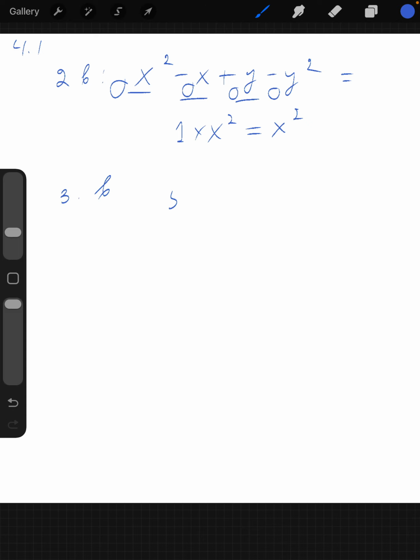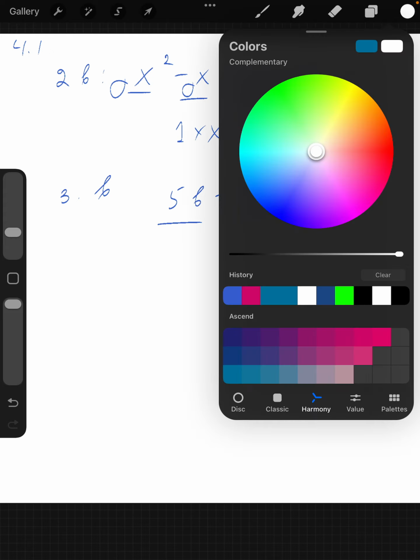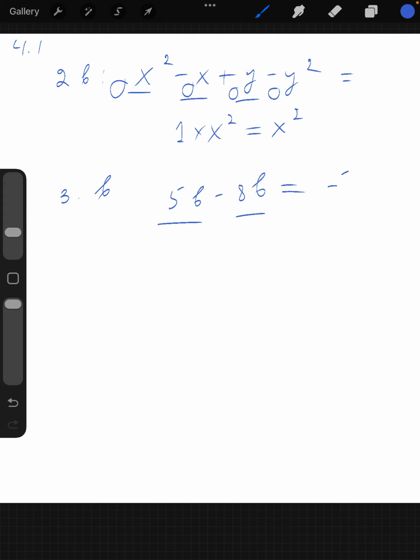Let's go to 3b. 5b minus 8b. So we get like terms, so we can just perform our normal operations. So 5b minus 8b will simply equal negative, goodness gracious, negative 3b, right?